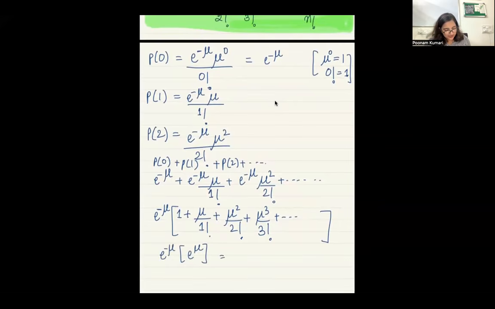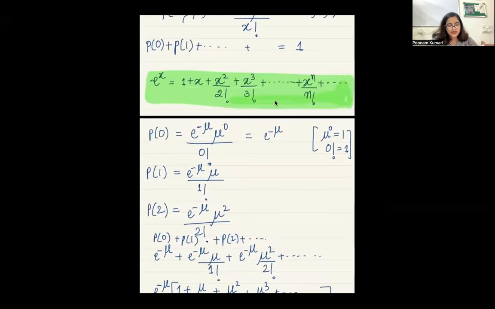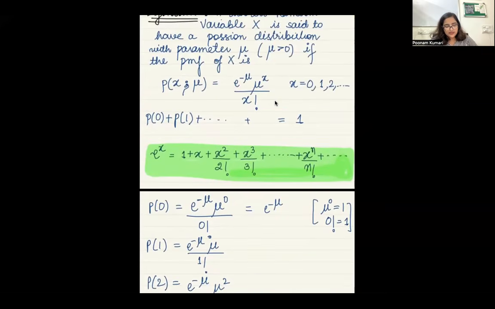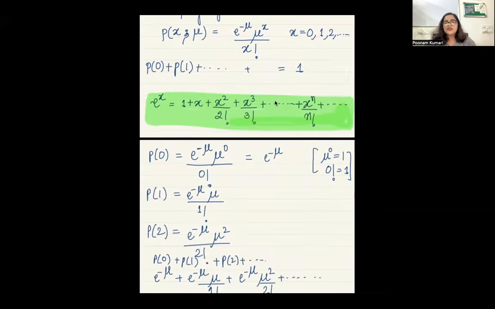So what is this? e raised to the power minus mu plus mu. What is this? e power 0. And what is e power 0? 1. Any number to the power 0 is 1. So that justifies that, okay, this is a valid PMF, because the sum of all these probabilities is going to give me 1, right? So it's a valid PMF. All right.